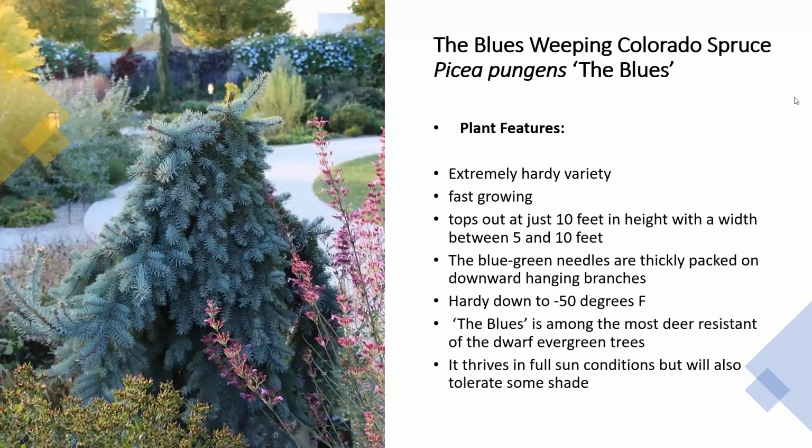So here we have the Blue weeping Colorado spruce. Anything with this blue, I would say silver foliage is just so beautiful, and look at it against that pink foliage that's right in front of it. This variety tops just about 10 feet in height, and is about 5 to 10 feet in width. And like I mentioned, the blue-green needles are quite beautiful, and this variety is deer resistant, which we know is something to consider along the Wasatch Front and in our areas.